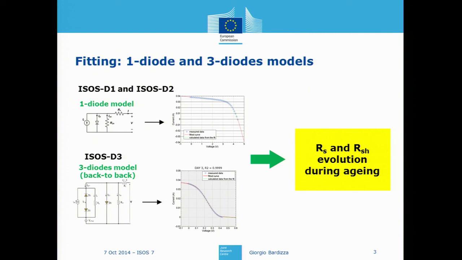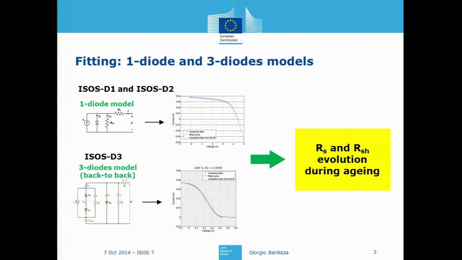We tried to fit these IV curves with 2 different electrical models in order to get some information about the series and shunt resistance out of them. If you come to my poster, I will show you that the one diode model was able to fit very well the measurements of the ISOS D1 and ISOS D2 devices for all the measurements performed during the aging. Instead for the ISOS D3 device, we were not able to use the one diode model because the curve after day 2 really starts to have this famous S shape.